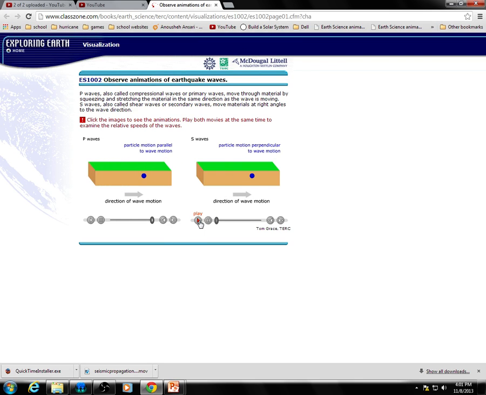This animation is for an S wave. You see that the particle is perpendicular to the wave motion. Again, in this case, it's vertical. Don't get into the habit of thinking that it's vertical up and down. Just think of it as perpendicular to the way the wave is traveling.